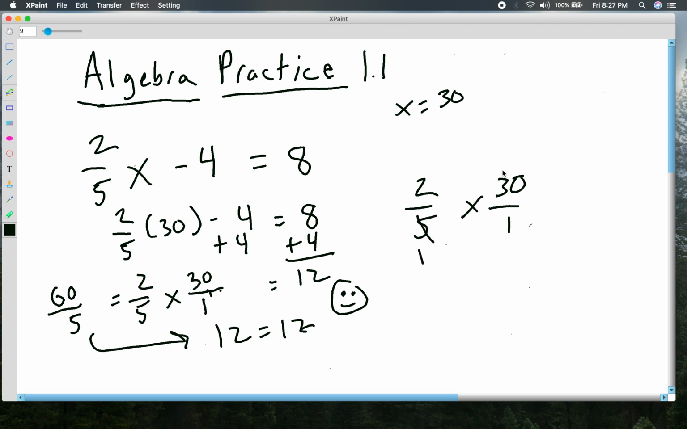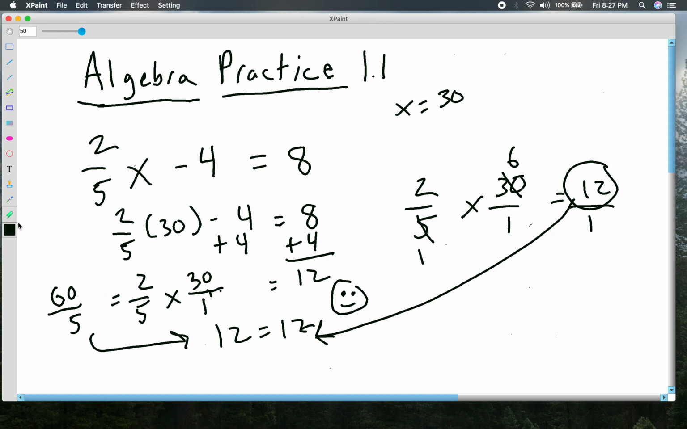I divide 30 by 5, and that gives me 6. 2 times 6 is 12. 1 times 1 is 1. I still get the same answer because any number divided by 1 is that number. And there you have it. So this cross-canceling thing, you can do that too, or you can do it this way. I kind of like this way because it teaches you the basics. This is a little more advanced, but yes, x in fact equals 30. So 2/5 times 30 minus 4 does in fact equal 8.